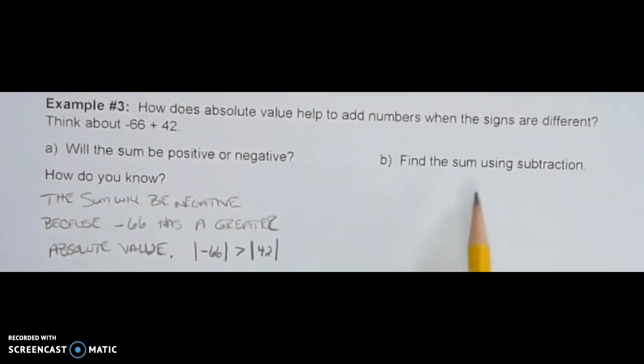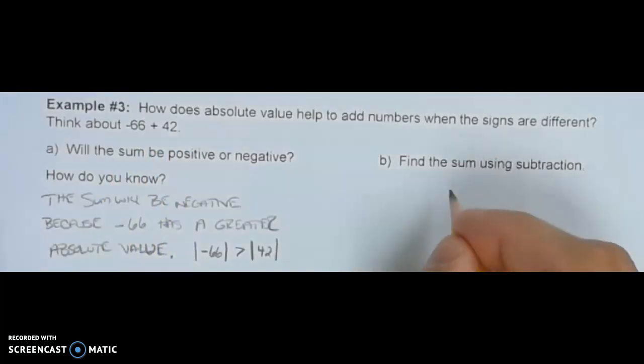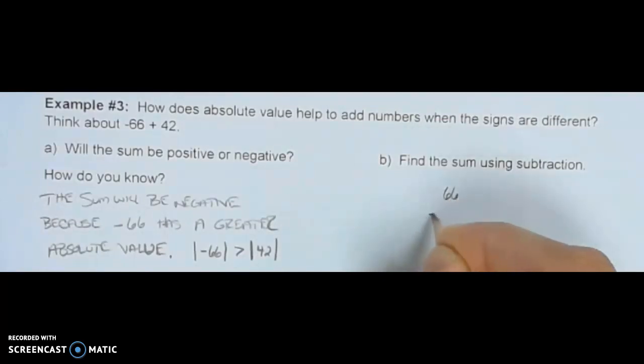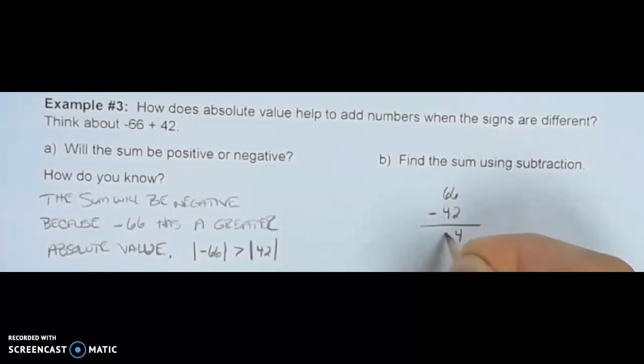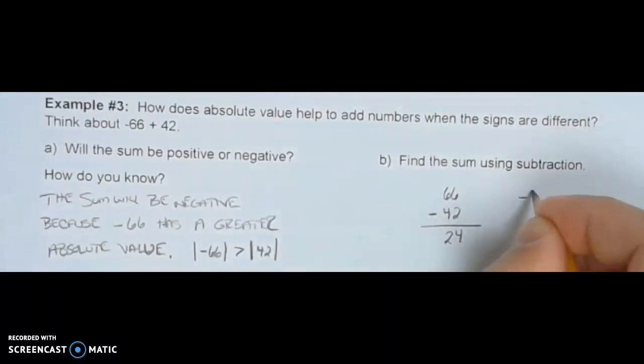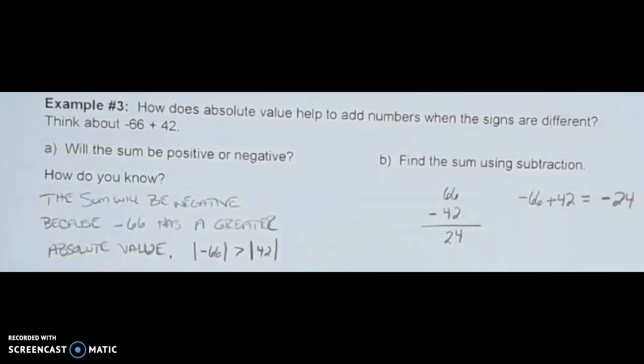In letter B, we're going to find that sum, and again, remember from last class, if the two numbers that you're working with have different signs, then you have to relate that to a subtraction problem in order to help you figure out what the answer is going to be. So I'm going to take 66 and I'm going to subtract 42. 6 minus 2 is 4. 6 minus 4 is 2. So I know that negative 66 plus 42 is equal to negative 24. Again, the negative number had the greater absolute value, and then I subtract these two absolute values to get the number portion.